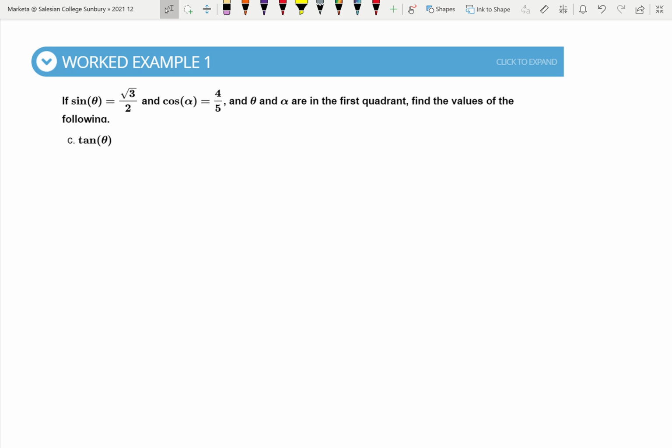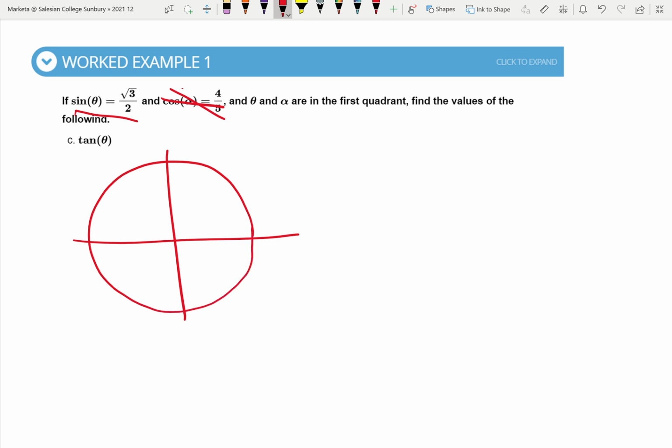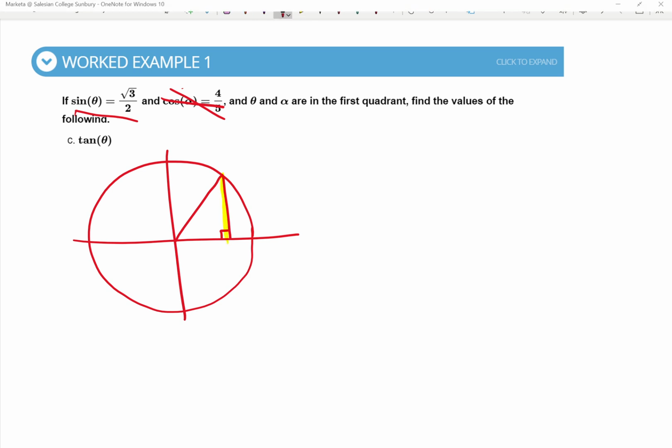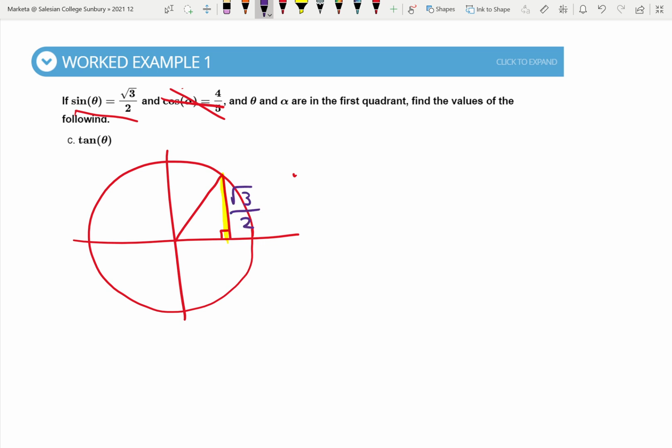So now we're looking at tan, and this is the tan of theta. So I'm going to cross out the alpha bit because that's irrelevant. This has a theta, this has a theta, so we're using this information here. Let's draw the original, the sine. It's in the first quadrant, as they tell us. The sine is the height of the triangle, and we know that is √3 on 2. Now we need to find the tan of theta, and actually I should put that theta in there.